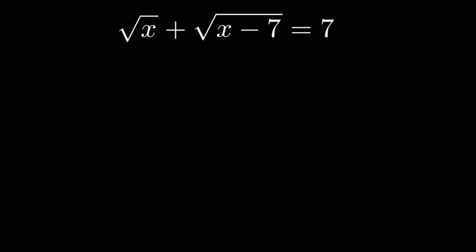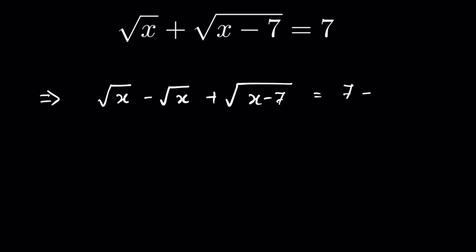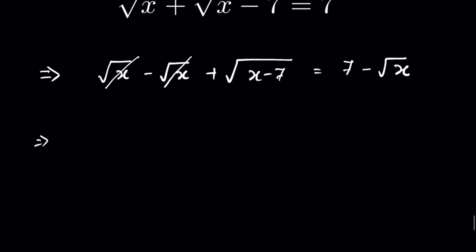Square root of x plus square root of x minus 7 equals 7. We have to find the value of x. Let's solve it. If we subtract square root of x from both sides, then this square root of x gets cancelled. Now we have square root of x minus 7 equals 7 minus square root of x.